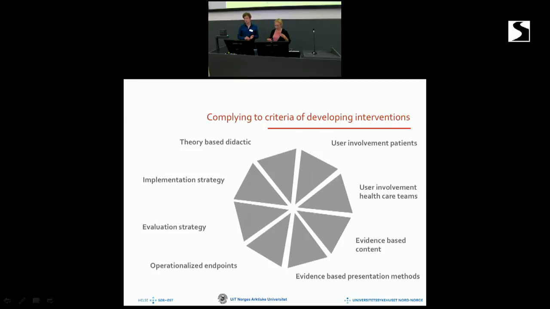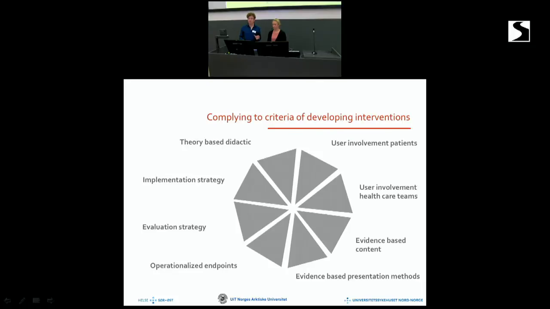We include patients in many ways in the development process, when we adjust the didactics, when we study the needs, when we pilot our tools. Patients are within the project team. And the other user group, the health professionals, need to be included very early, from the first day, as we heard today from Ingram. Our contents are, of course, evidence-based, and as far as possible, evidence-based are the methods we use for presentation, for example, figures to explain numbers of benefit and numbers of harms.